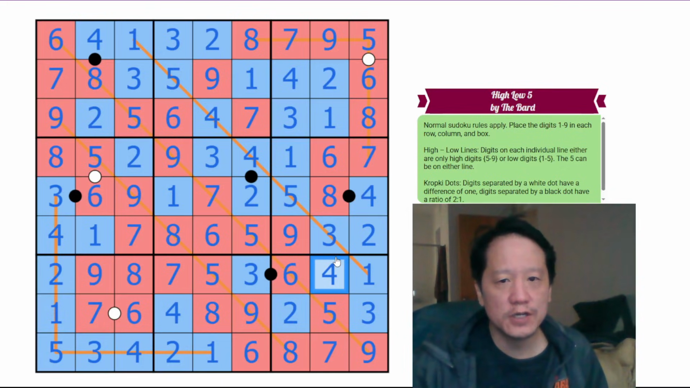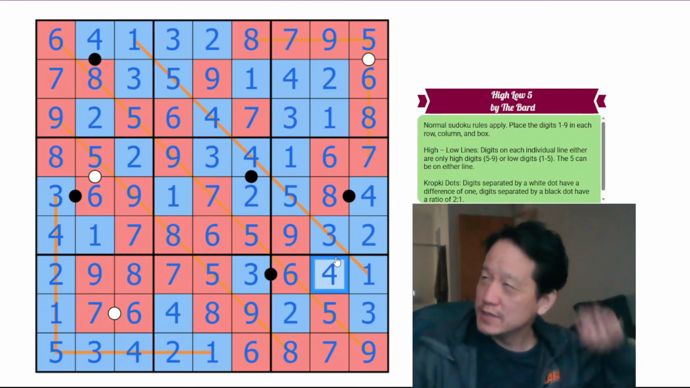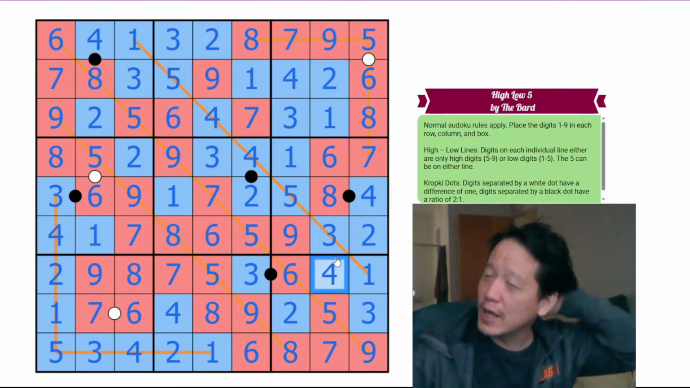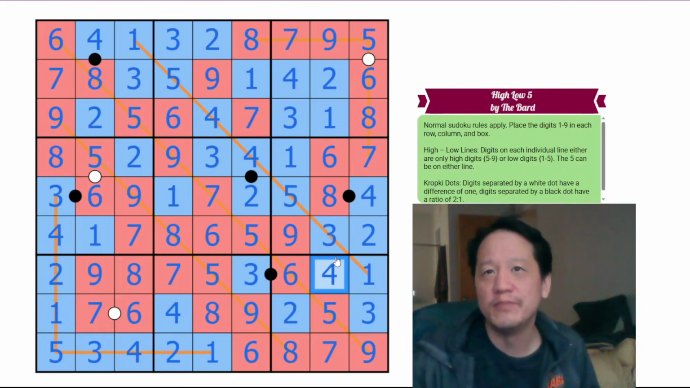Interesting. Interesting use of high-low lines. There's an interesting ambiguity there for the 5s particularly. So it's an interesting interaction there between the high-low lines and what other digits can be, right?